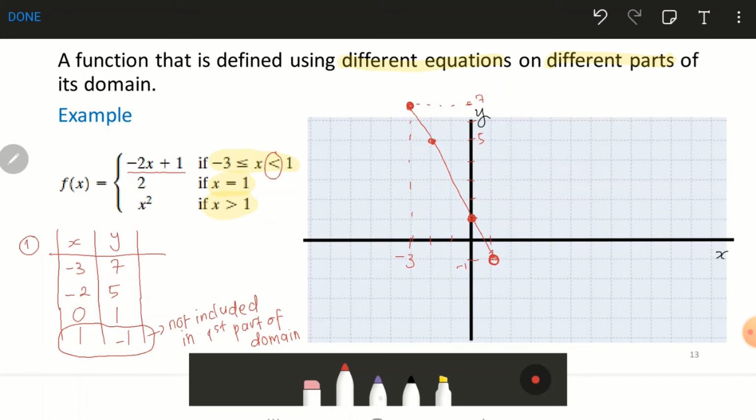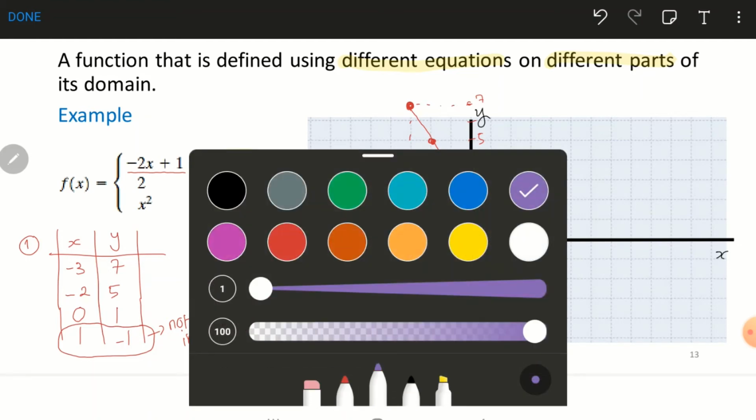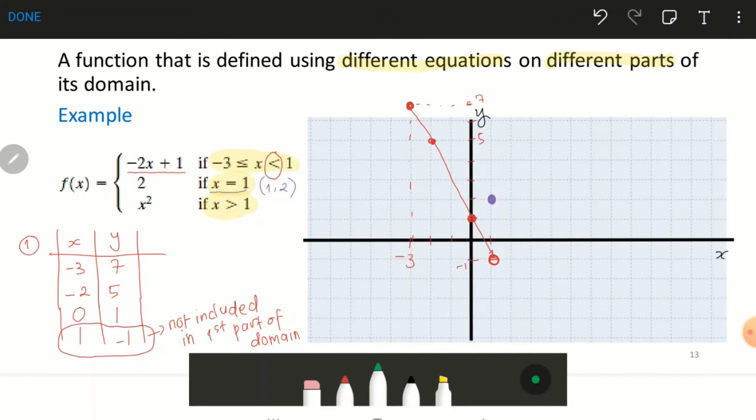Now I'm going to do the second part. When x equals 1, f(x) or y equals 2. So this is actually just one point, (1, 2). Let's put it on our plane. This is our purple point over there. Now let me change the color. Let's go with green.